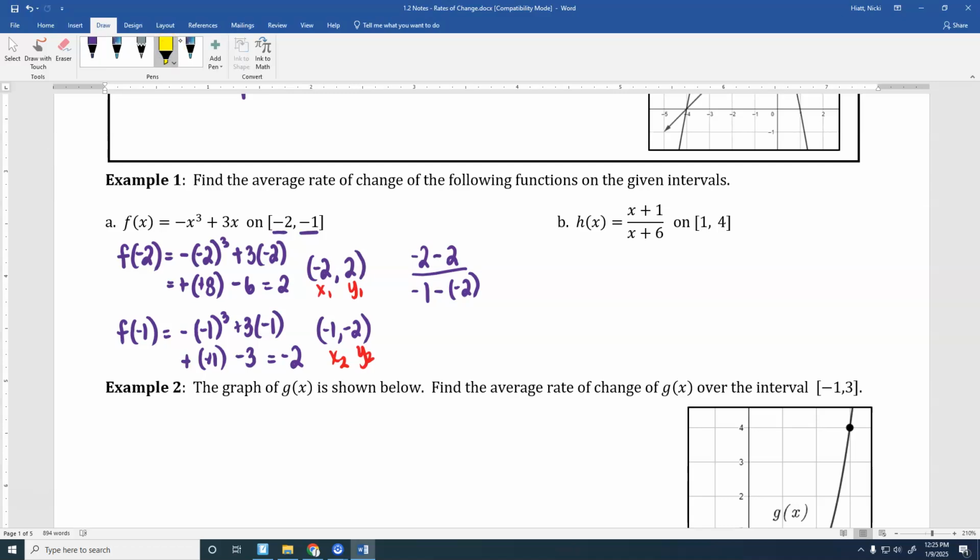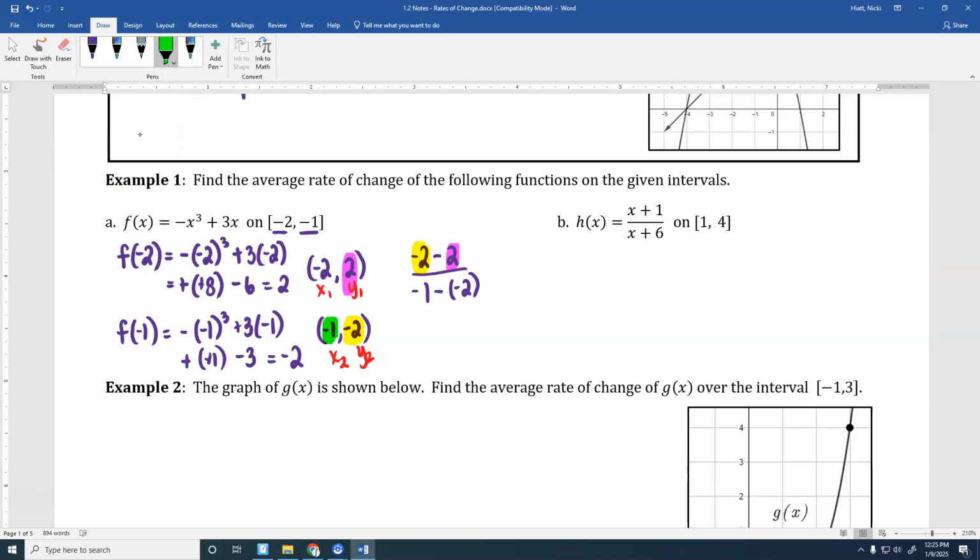So make sure everybody's following there. I know slope's a concept you should have seen a bunch of times, but it's been a while. So -2, that goes right there. That's your y2. And then this is your y1. That's the 2 that goes here.